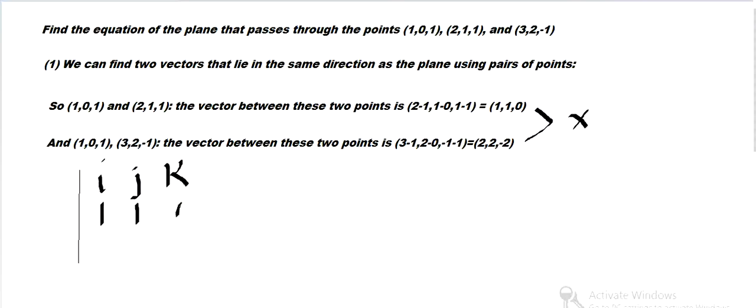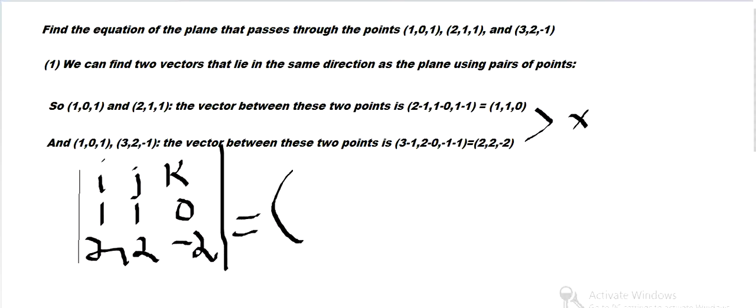i, j, k, 1, 1, 0, 2, 2, minus 2. It's sloppy. And so we take the first, we X out the i row and column, and we take the determinant of this 2 by 2 matrix. So that's 1 times minus 2 minus 0. So that's going to be minus 2. So we take this 2 by 2 matrix, that's minus 2, minus 0, minus 2.